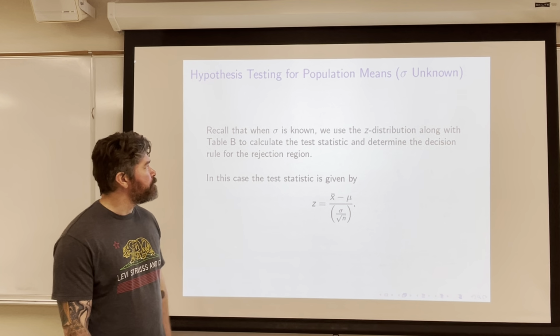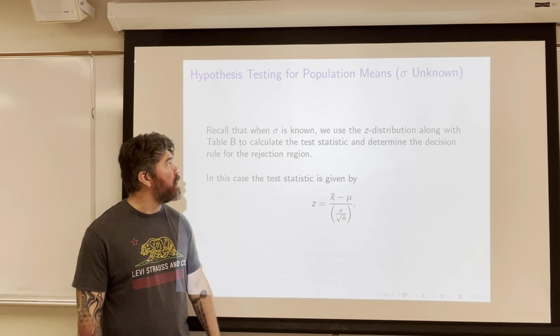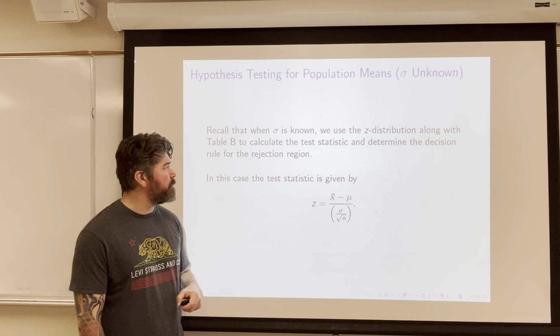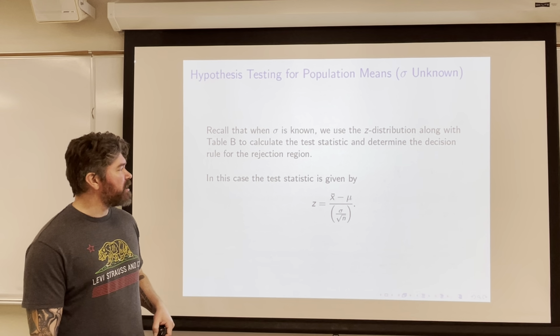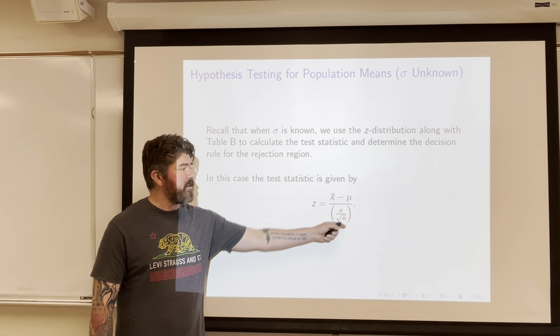would be known. Recall that when sigma is known, we use the z-distribution, along with table B to calculate the test statistic and determine the decision rule for the rejection region. In this case, the test statistic is given by this formula.